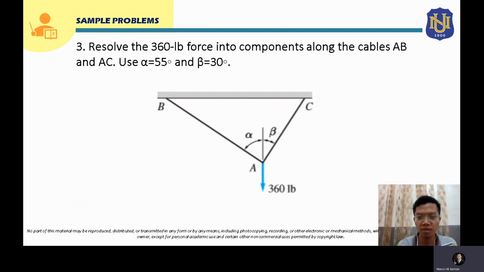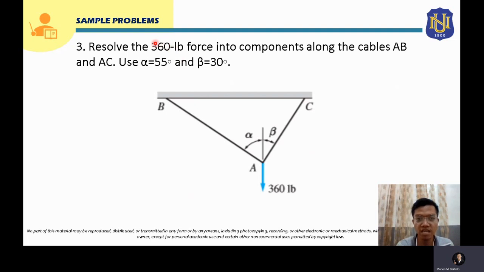So let's solve now sample problem number 3. Resolve the 360-pound force into components along the cables AB and AC. Use alpha equal to 55 degrees and beta equal to 30 degrees. So this problem is similar to the sample problem number 2 that we have solved.